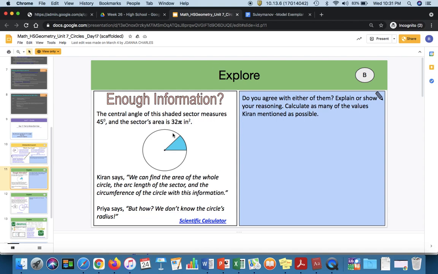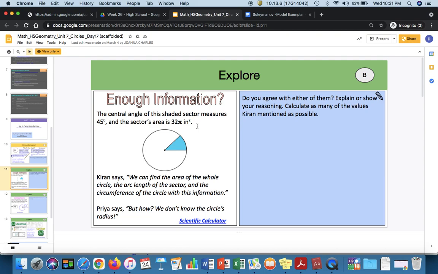So what I would do is give students a set amount of time. In this question, we have students finding the area of the whole circle, the arc length of the sector, and the circumference. So maybe a 4 to 5 minute window would make sense, if not more, to have students investigate this question.